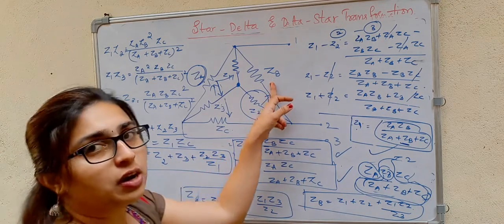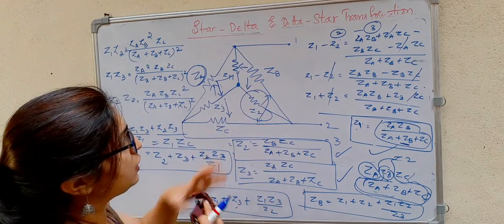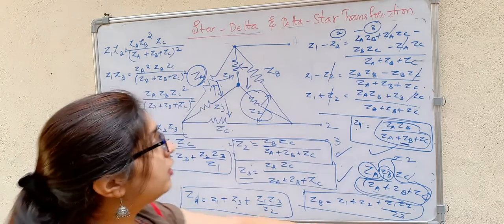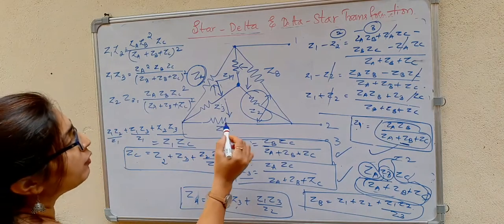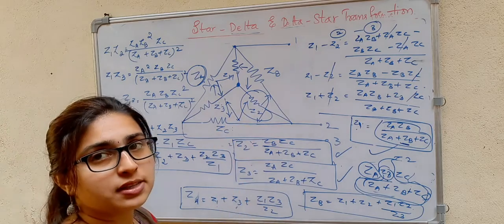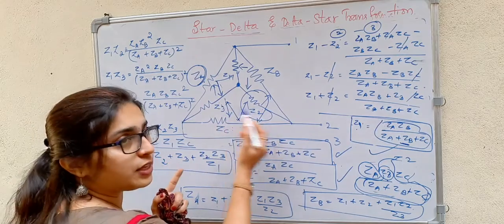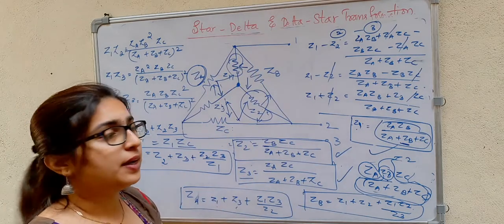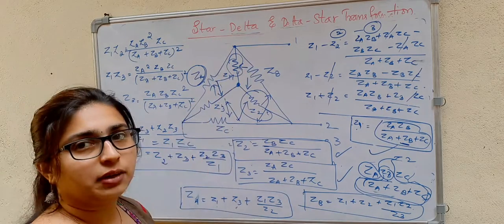If you want to find ZB, then take the opposite ones, that is Z1 and Z2. First sum them, then the product divided by the remaining impedance. If you want to find ZC, take these two opposite impedances, sum them, then the product of these two, then divide by the remaining impedance. This is how we convert star to delta.